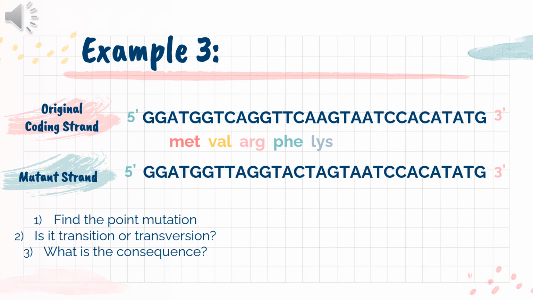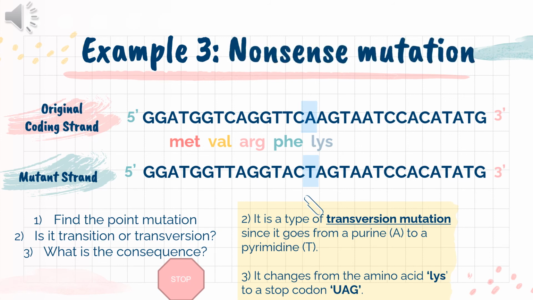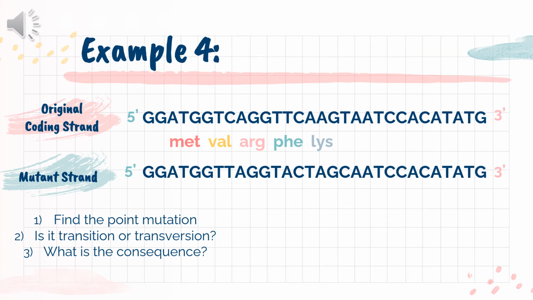This point mutation is a change in adenine to thymine, and as previously mentioned, this is a type of transversion mutation. The consequence of this is that the amino acid lysine is changed into the stop codon UAG, which ends transcription and makes this a nonsense mutation. Now try your hand at our last example.